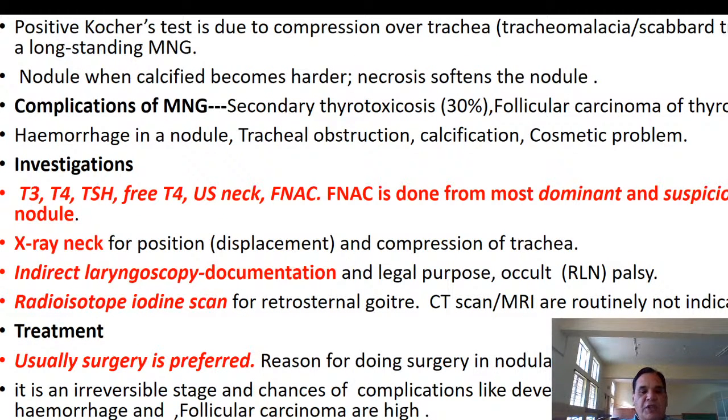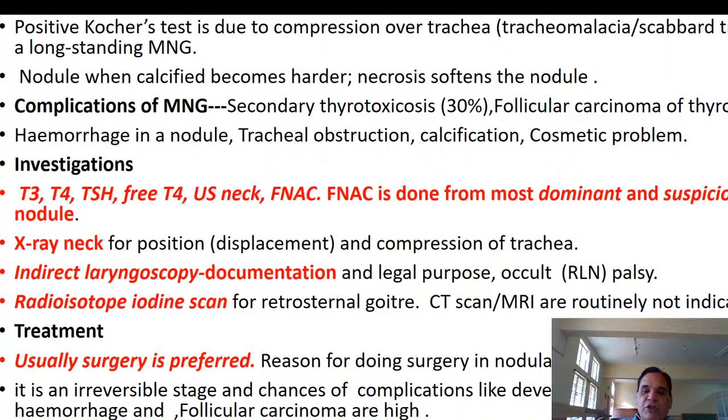There are different tests. So how do you investigate? Very commonly T3, T4, TSH and free T4, USG of the neck, and FNAC. Where should FNAC be done? FNAC should be done in the most dominant and suspicious nodule. So a large nodule which is dominant and suspected of malignancy.